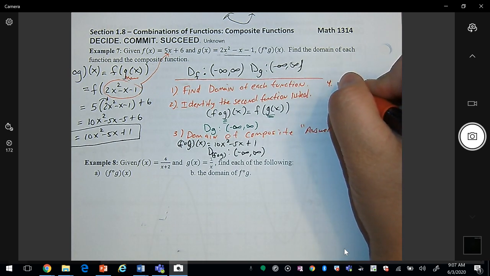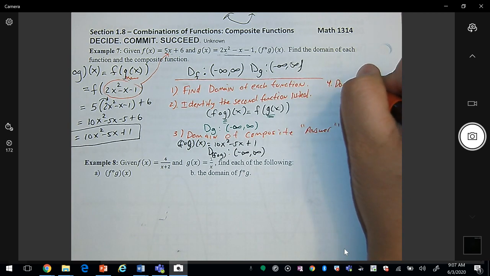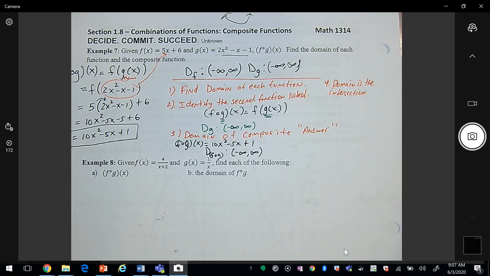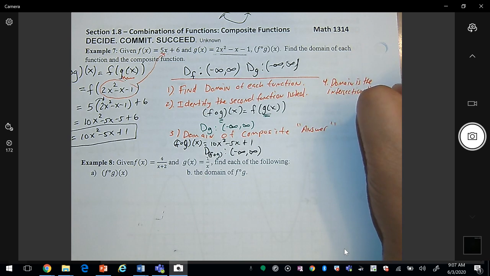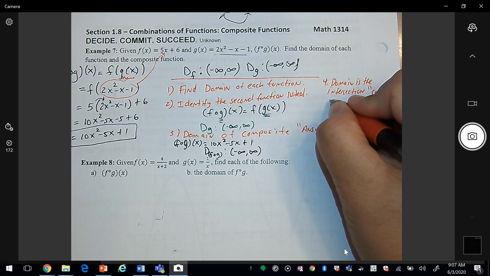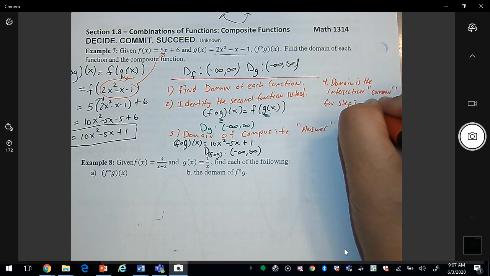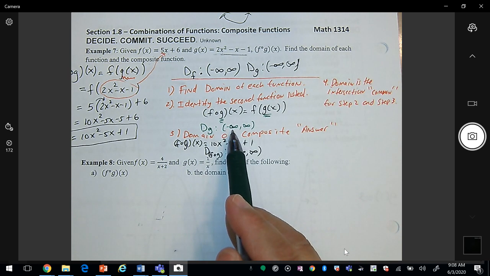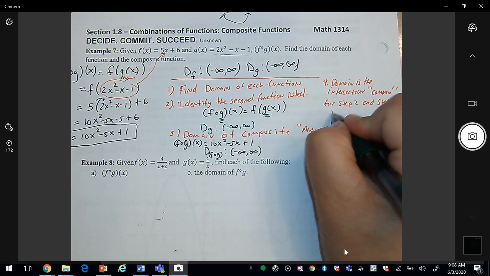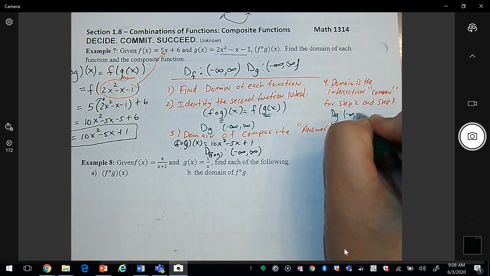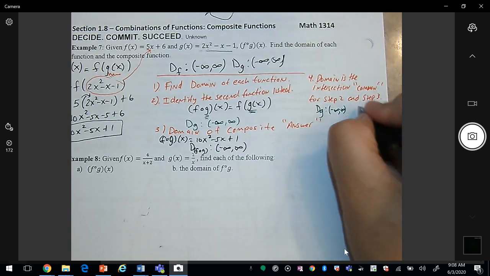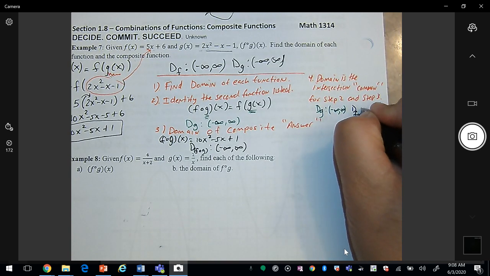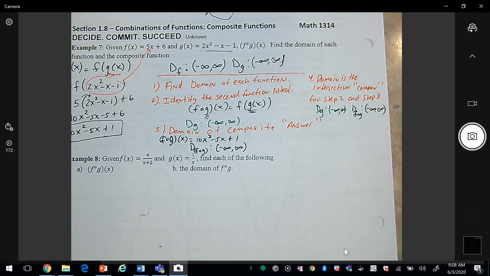So your domain is going to be the intersection. In other words, what they have in common for step 2 and step 3. Okay, so here the domain of g is negative infinity to positive infinity. So that's what we get for step 2. And then for the domain of the composition, we get negative infinity to positive infinity.